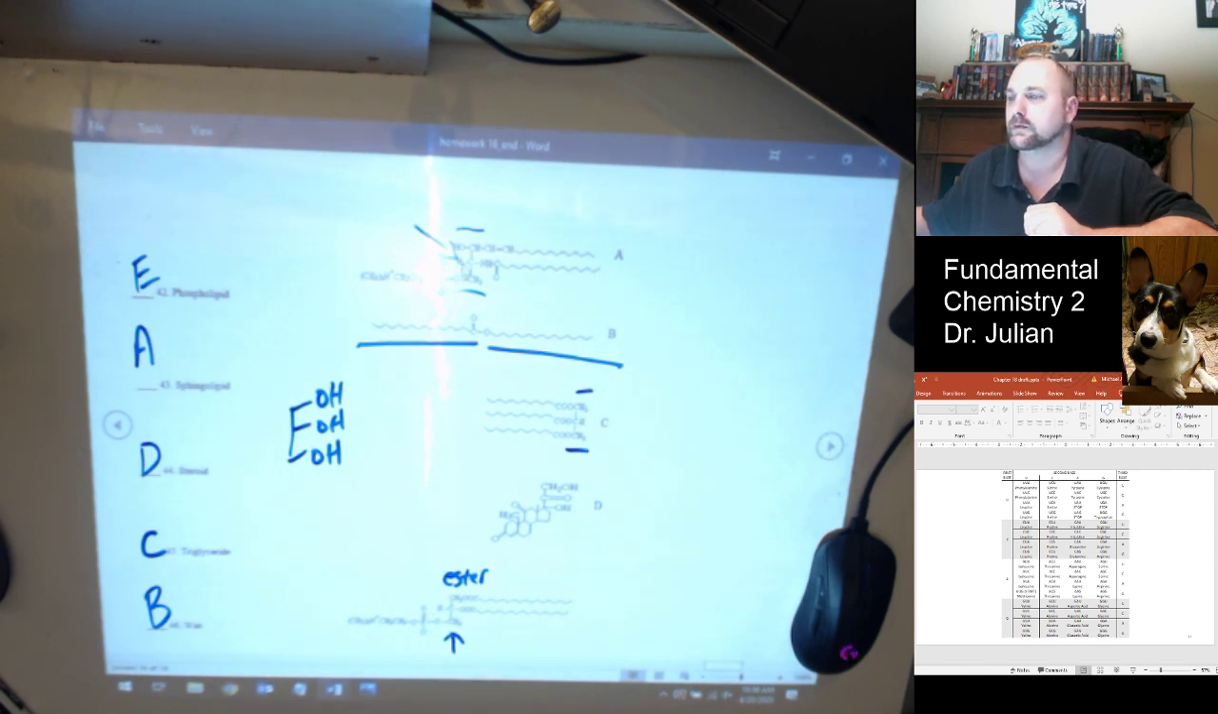So the hard part here then. You've got this that looks very similar, but the giveaway was right here. We've got an amide, and so that is a sphingolipid. Notice all the rest of it looks exactly the same. So we've got to look for that glycerol, this OH there. That's what we were missing.